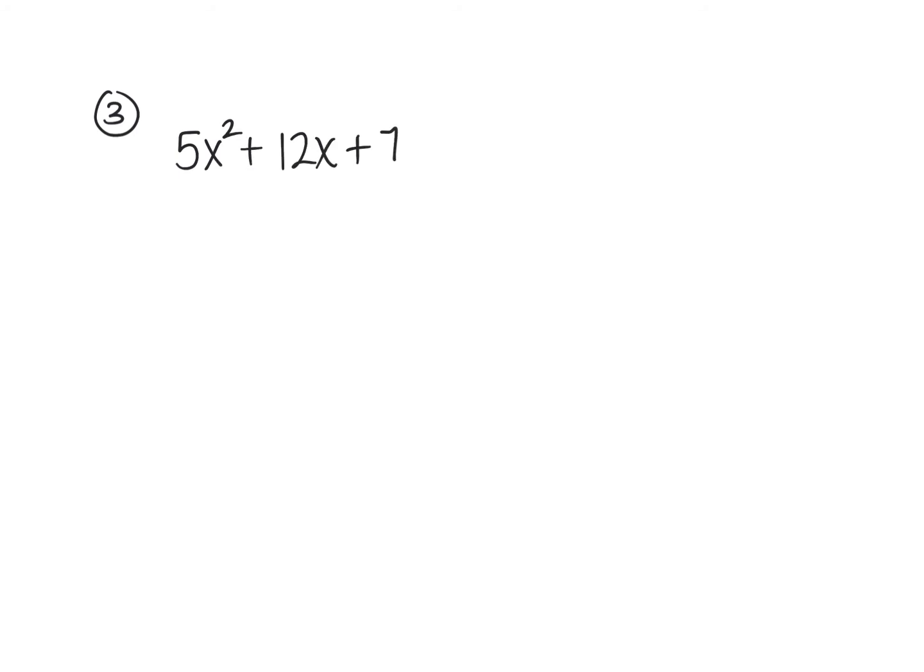So first things first, we're always going to check for that GCF. So we've got 5 and 12 and 7. Well, I could divide 12 by 2, but 5 and 7 are odd numbers, so I don't think there's a common number that's going to be found here. So this leads me in a different position because notice the leading coefficient is greater than 1. It's 5. So we must have a different method of solving. We're going to call this the AC method.